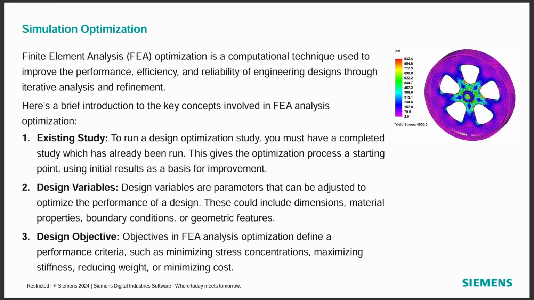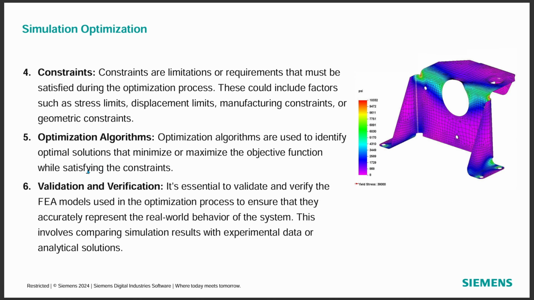Then we have to define what exactly is the objective of this optimization process. This can be anything like minimizing the stress concentrations, maximizing the stiffness, reducing the weight, or minimizing the cost. Then you have to specify the constraints. Constraints here are the limitations or the requirements that the optimization process has to satisfy. These could include factors like stress limits, displacement limits, manufacturing constraints, or even geometric constraints.